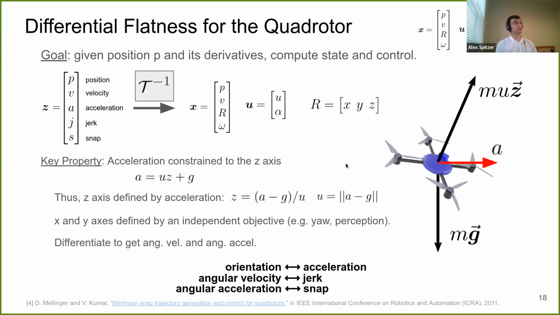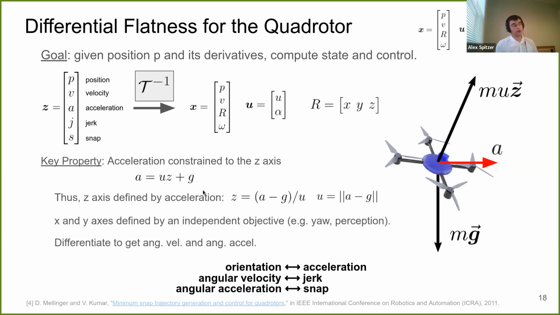So what does this mean for the quadrotor? Well, what this means is that we can convert a trajectory into control inputs. Given a position P and its derivatives, that's the trajectory, how do we compute the state and control? That is what differential flatness asks you to do. Again, the trajectory is position, velocity, acceleration, jerk, and snap. So that's position and its 4 derivatives. The states of the quadrotor are position, velocity, orientation, and angular velocity. And recall the control inputs are thrust upwards in the direction of the motors and angular acceleration.